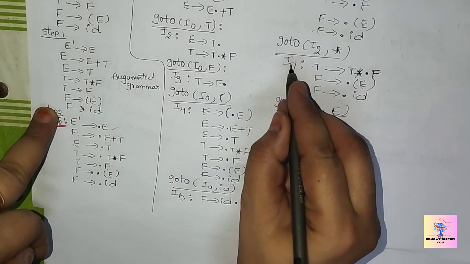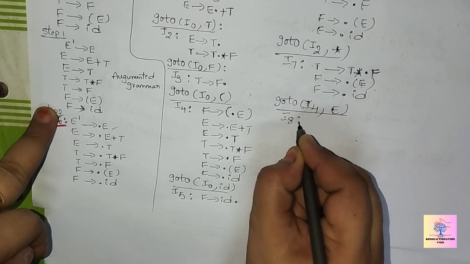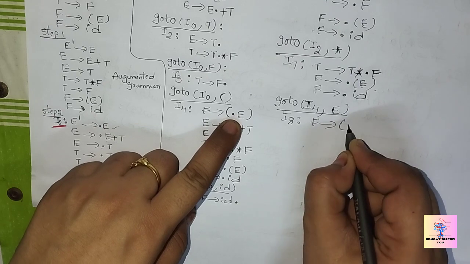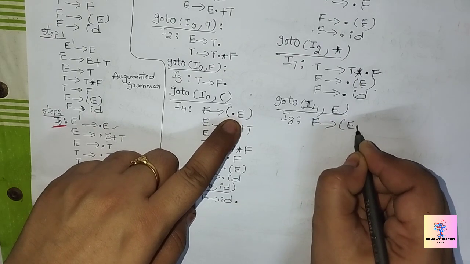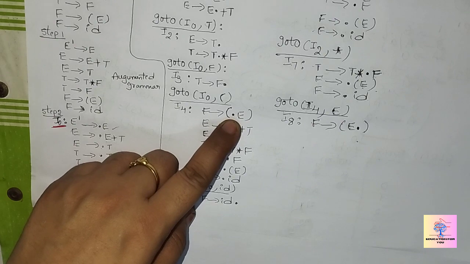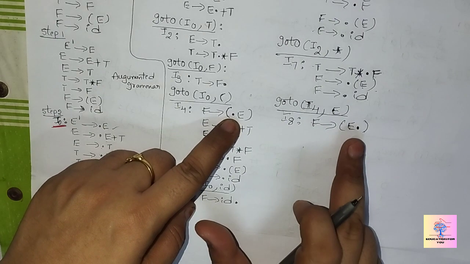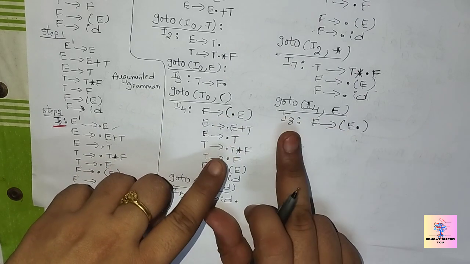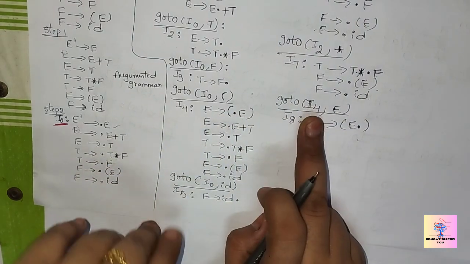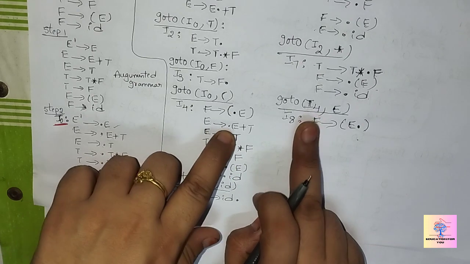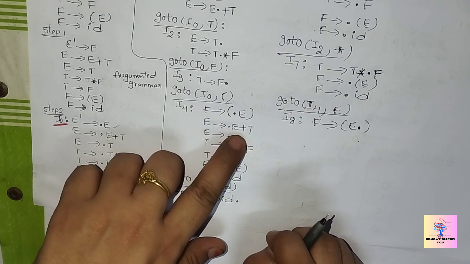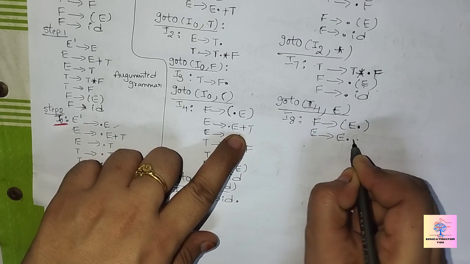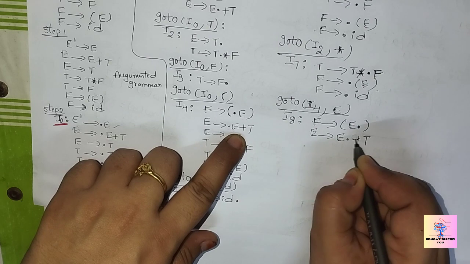Okay, let us take this state as after I7, I8 will come. F is going to produce what here? Open parenthesis E dot closed parenthesis. Now after the dot, is there any E here also? In I4, is there any E? After that, yes, here also there, right? Here we have E. So E is going to produce E dot plus T.